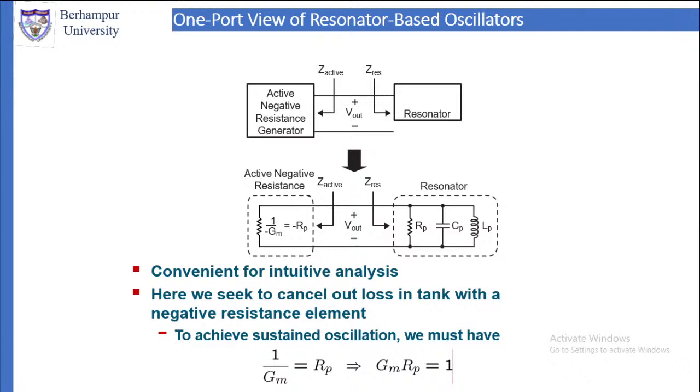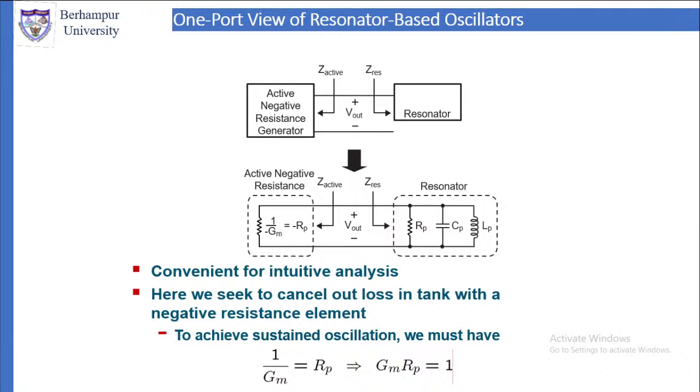So you can immediately think of what we do here: we try to cancel out the loss in the tank circuit. Now the tank circuit consists of R, C and L. Loss will be in the R. So this Rp needs to be compensated. How to compensate this Rp? Rp is positive. So suppose you have 5 ohm. How do you compensate that? Means how can you make it 0? So you should have something like a resistance of minus 5 ohm. So a negative resistance is required.